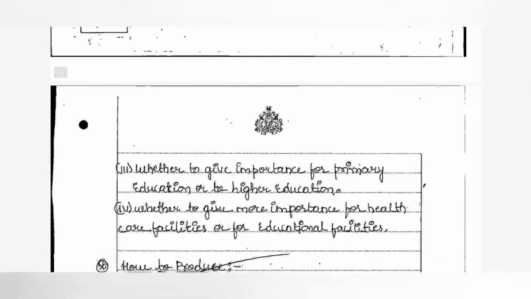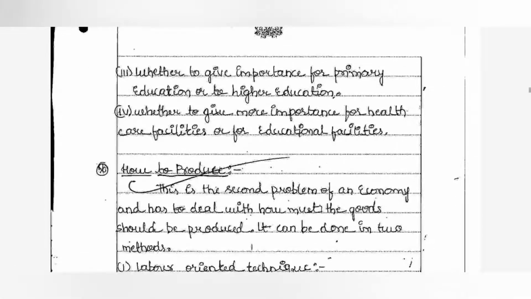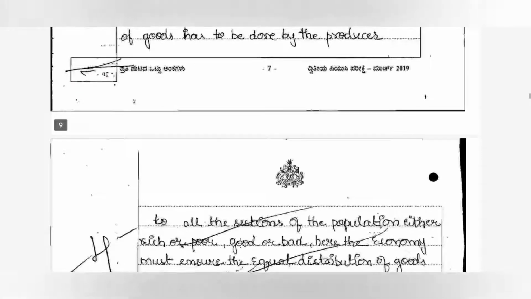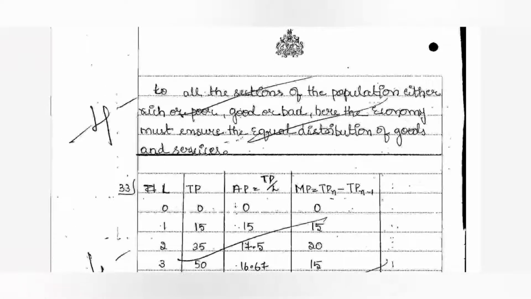How to produce describes the problem of technology, whether labor intensive or capital intensive technology is to be used. And for whom to produce describes the problem of distribution. So this is the central problem of an economy, which is a very important one.